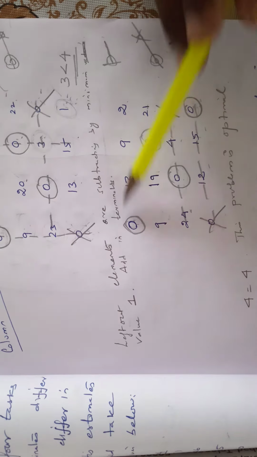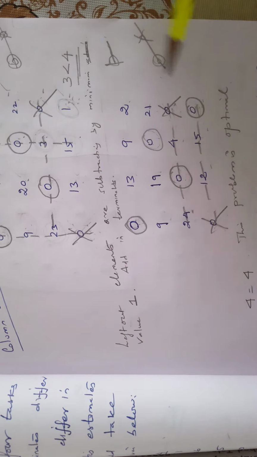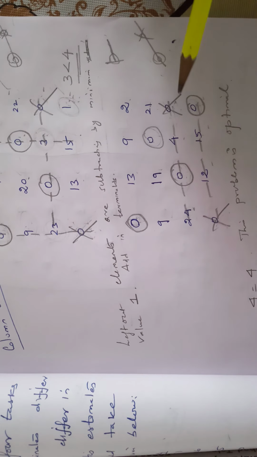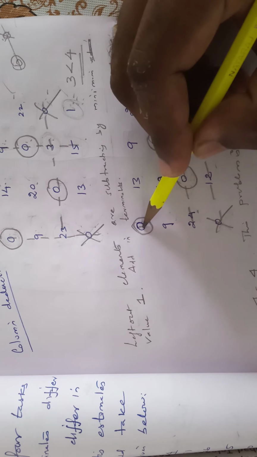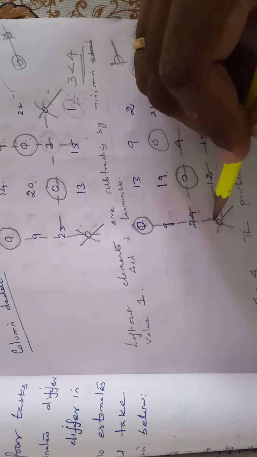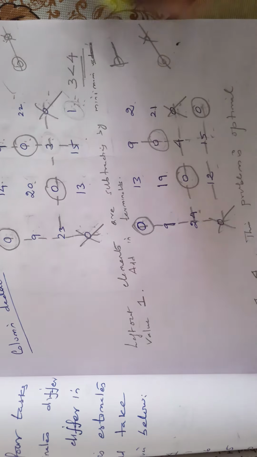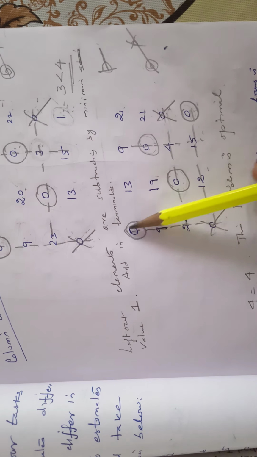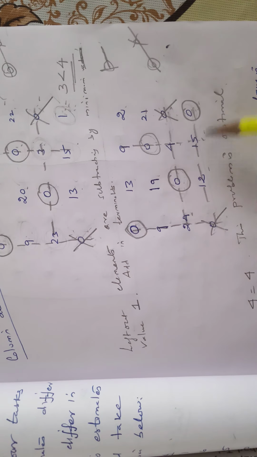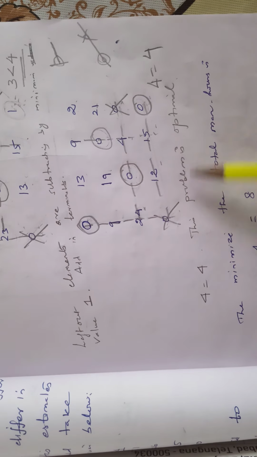Finally, first row is only 1 0, second row is also only 1 0. This can be taken either row wise or column wise, but column wise strike out means we have to take the more number of terminals. So we have to draw the line vertically. Again this line is also taken vertical. So how many lines? 1 2 3 4, 4 lines. So 4 equal to 4. So this problem is optimal.